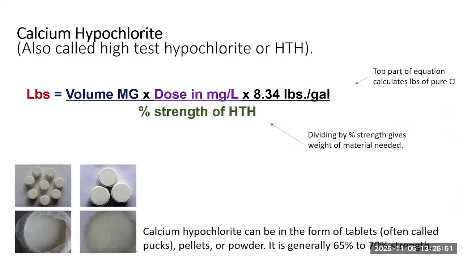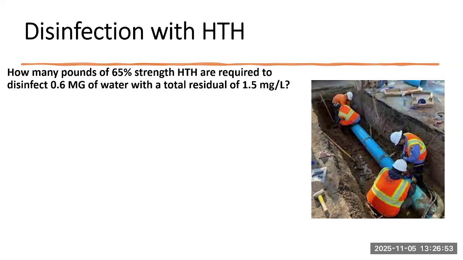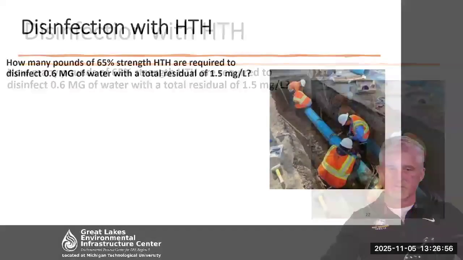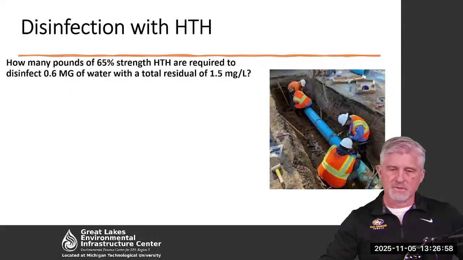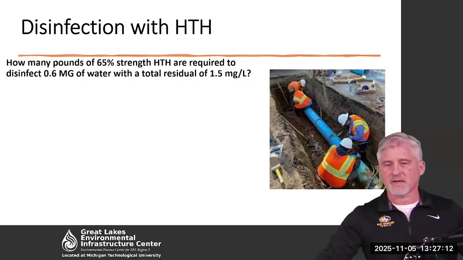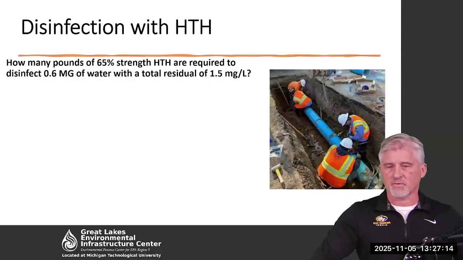So we make sure we have it. And this HDH is quite often the stuff that's used to shock pools. So we're going to do just disinfection with HDH. We've got a little example problem here. How many pounds of 65% strength HDH are required to disinfect 0.6 million gallons of water with a total residual of 1.5 parts per million?